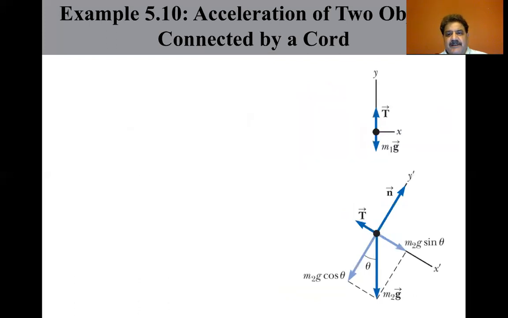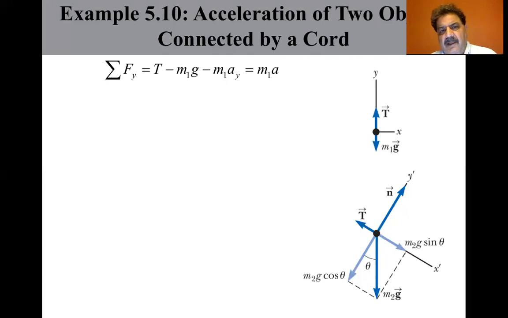Let's analyze this. Consider the free body diagrams. We apply Newton's second law in the y direction to the ball, choosing the upward direction as positive. So the force in the y direction is T minus m1g, and that's equal to mass 1 times the acceleration. For the ball to accelerate upward, it is necessary that the tension be greater than m1g. In this equation, we replace ay with a because the acceleration is only a y component.